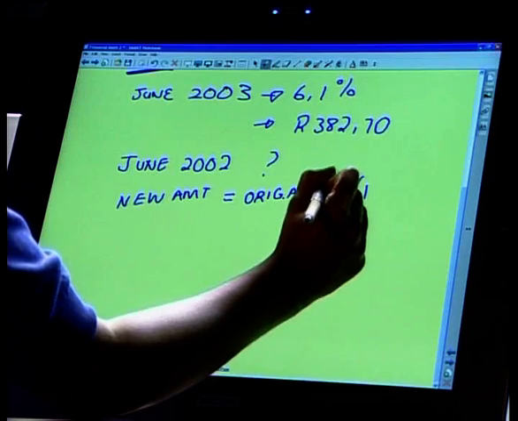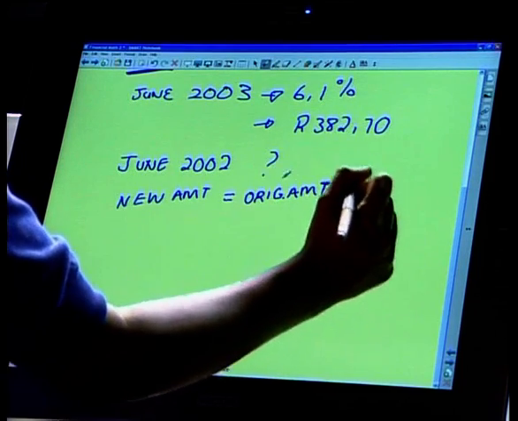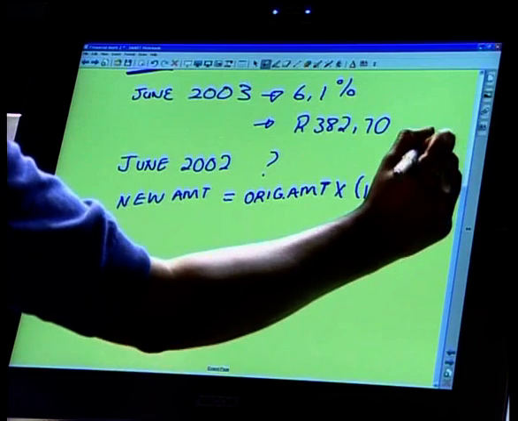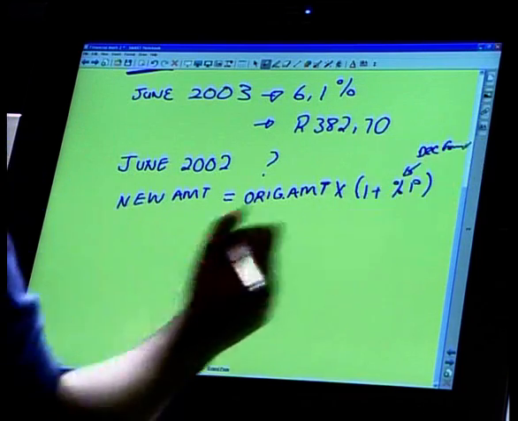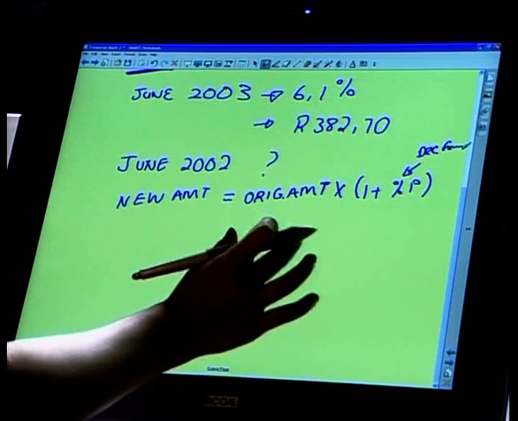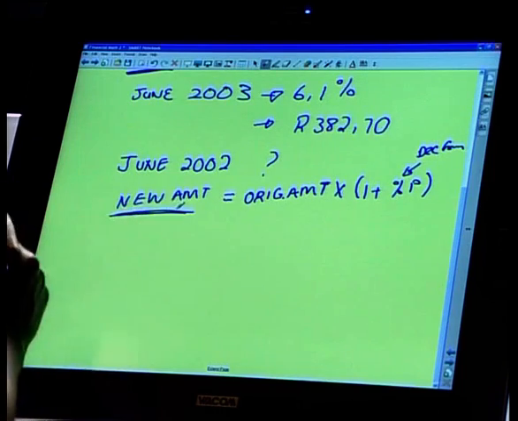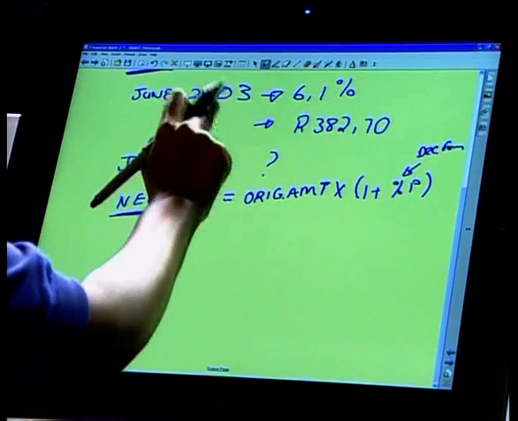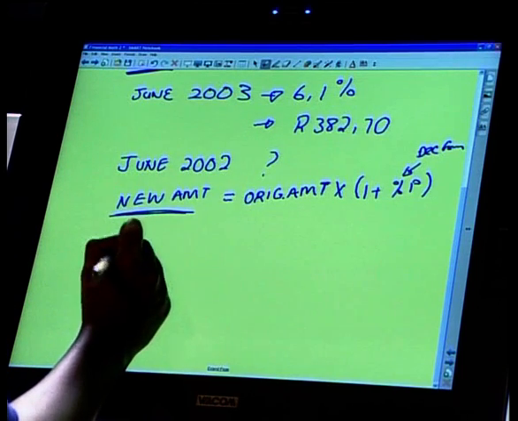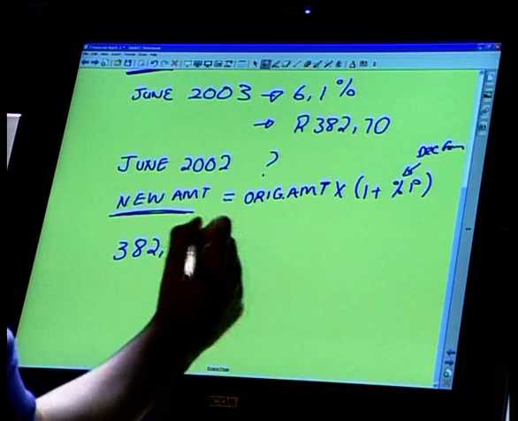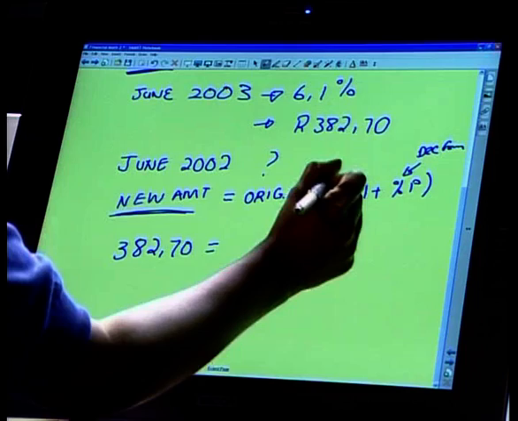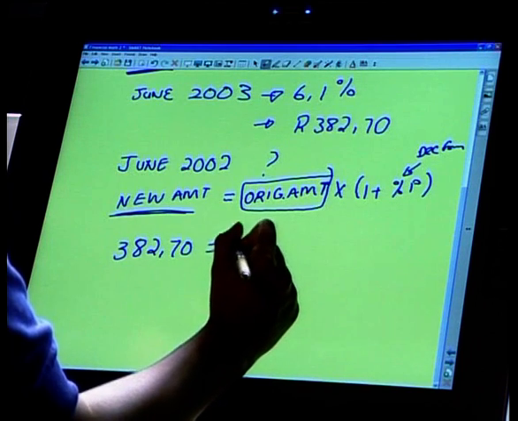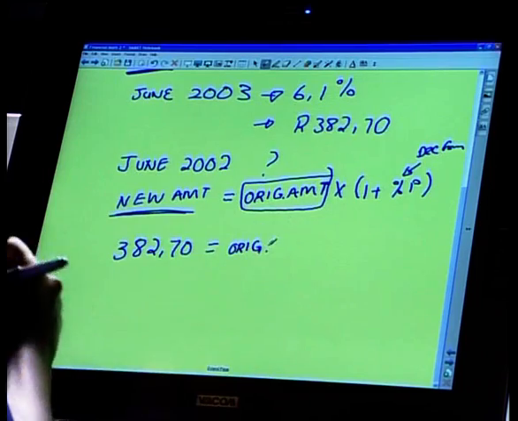This is just what we used in the previous example. We take the original amount times 1 plus your percentage increase, which is in decimal form. Okay, now look at what happened. We already know what the amount is. So we know the new amount is 382 Rand and 70 cents in June 2003. And we want to find out, what did it increase from? So in June 2002, what was that original amount? Okay, so we're working backwards. We want to know what the original amount is.